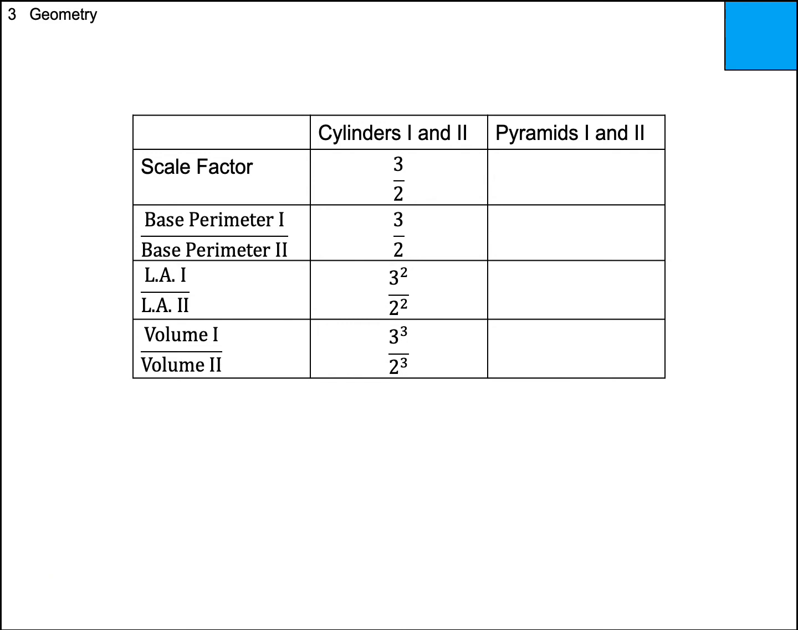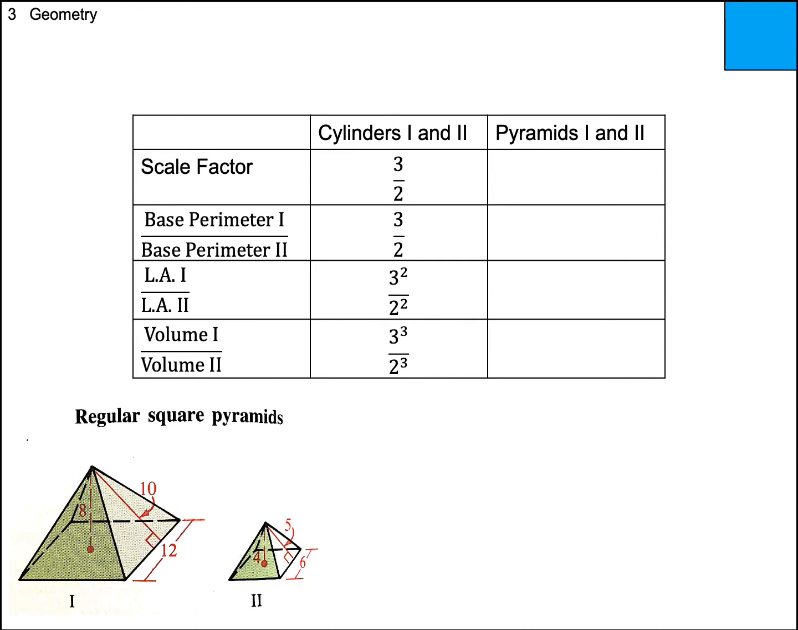The answer is yes. Now, if this is truly a theorem, right, then when I do it for the pyramids, I should get the same answers. In other words, the base perimeter ratio should be the scale factor, the lateral area ratio should be the scale factor squared, and the volume should be the scale factor cubed. Let's see if that works. Okay? Once again, this is definitely not a proof. However, it is solid evidence that this is probably true.